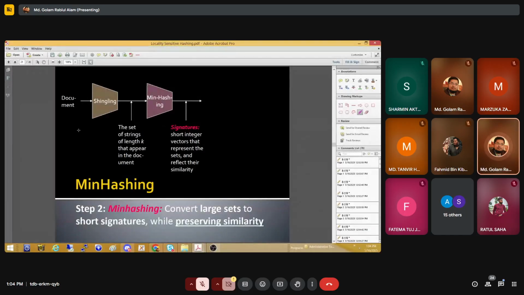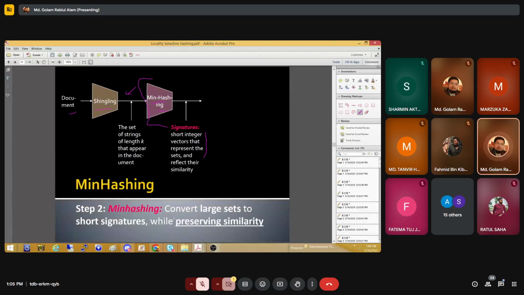So in the case of LSH, that is locality sensitive hashing, for the document comparison, at first we have to generate the shingles. Shingles, as I already mentioned, are kind of the features. And then we have to apply the min hashing, which will generate the signatures. So after generating your features, we have to apply the min hashing.